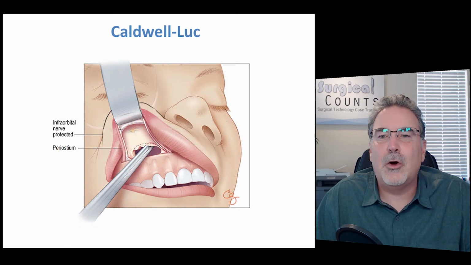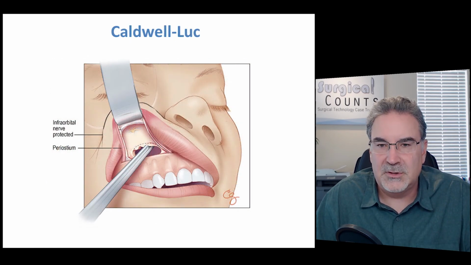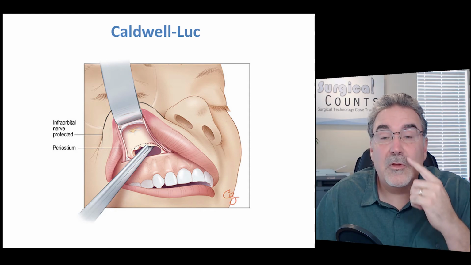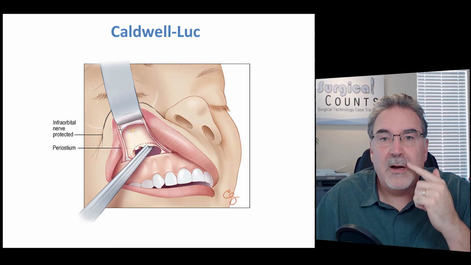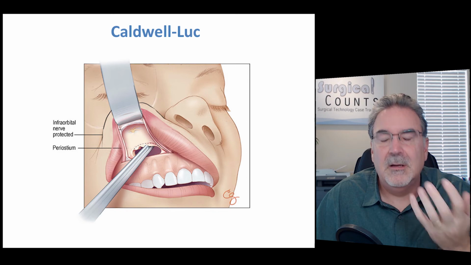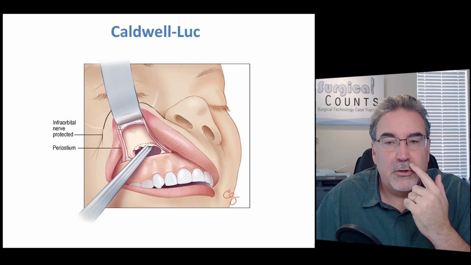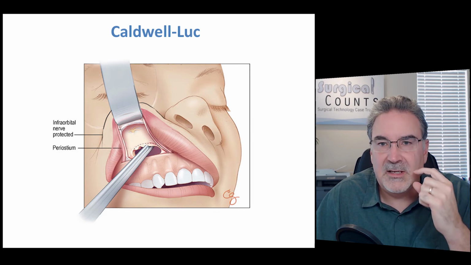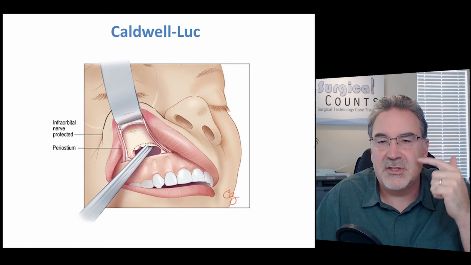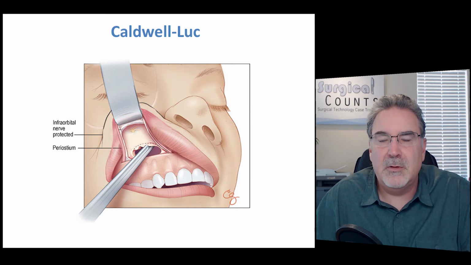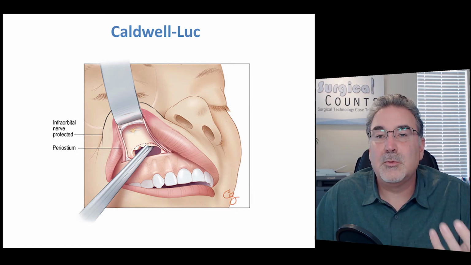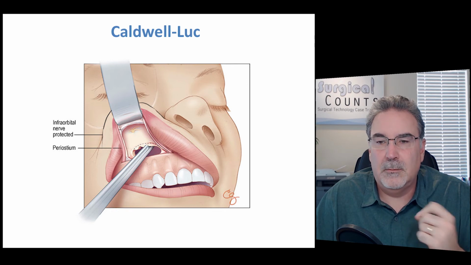This procedure is called a Caldwell-Luke procedure. In this case, we're going to go through the maxillary bone right above the alveolar process. The alveolar process is the little protrusion that holds the teeth in place. So we're going to go just above the teeth into the maxillary sinus. Again, this procedure is called a Caldwell-Luke procedure.